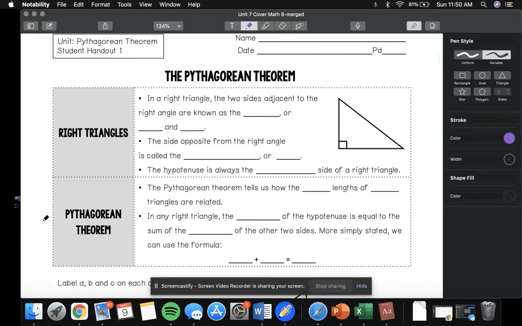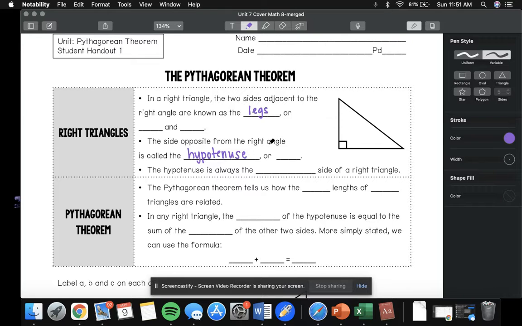Okay. So today we're going to learn about the Pythagorean theorem. So we did a little bit of an intro on Friday, but we didn't actually put a word to it. So we just talked about right triangles. So in a right triangle, you have two sides adjacent to the right angle, which are known as your legs. And then you also have the side opposite of the right angle, which is called the hypotenuse, which again we talked about on Friday.